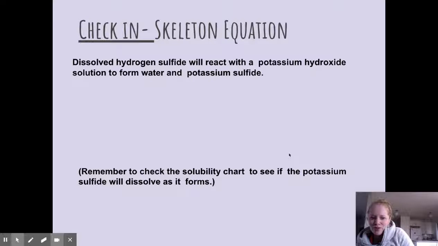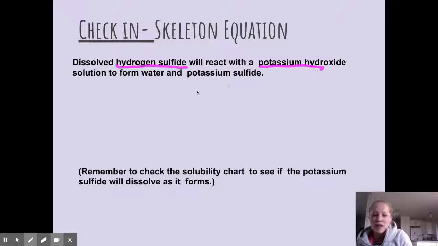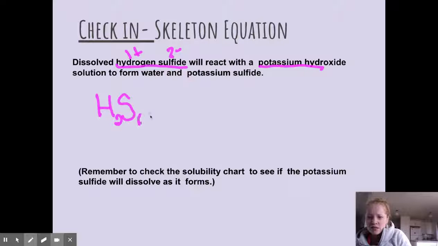So if we were looking at this recap of a question, we are going to pick out what we're starting with. It says dissolved hydrogen sulfide will react with potassium hydroxide. So those are my reactants. I have hydrogen and I have sulfide. Now this is not balanced because sulfur has a charge of 2 negative and hydrogen has a charge of 1 positive. So that means I need a little 2 here. It says dissolved, so my state is aqueous.